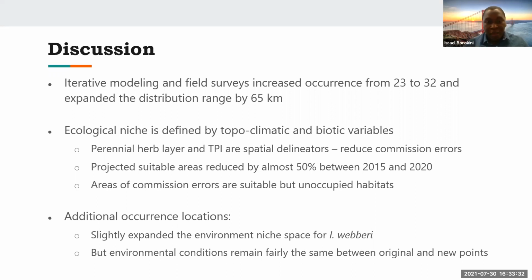And also, of course, as I've shown from this study and this presentation, the additional occurrence locations for this species show roughly a 7% expansion in the environmental niche space for this species. But the environmental conditions fairly remain the same between the original and the new points.